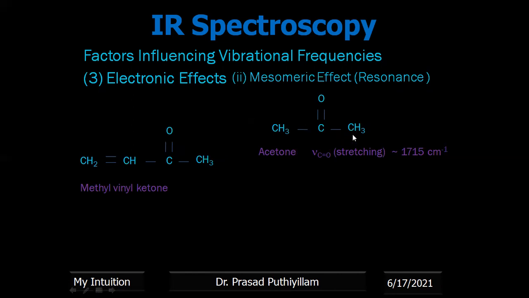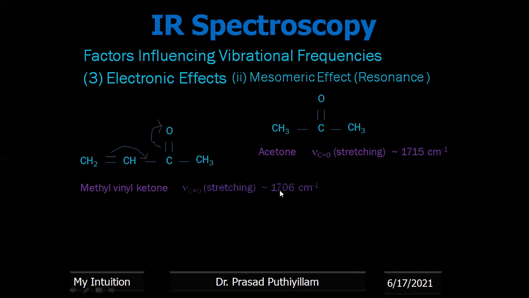Only inductive effect is there, with the CH3 group having a plus inductive effect. Whereas in methyl vinyl ketone, because of the double bond which is in conjugation with the carbonyl functional group, the electrons can shift to the more electronegative oxygen. The pi bond shift takes place, since there are pi electrons which can move towards that. So because of that, the carbonyl C double bond O becomes partial double bond in nature. Therefore, the energy required for this CO stretching vibration is very less.